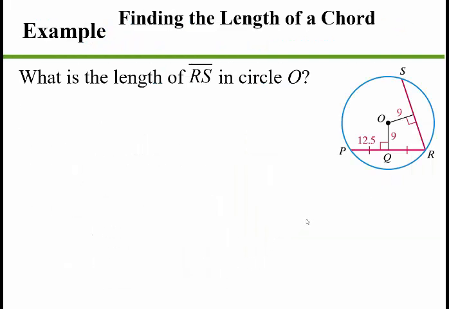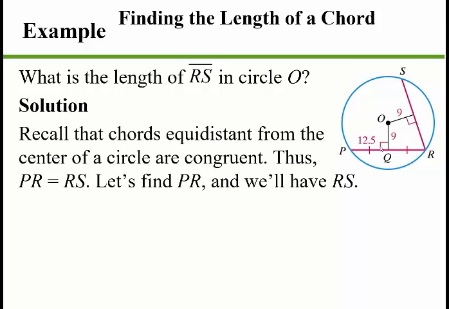Another one here. What is the length of RS in this circle? Notice how they meet to form 90-degree angles. Recall that chords equidistant from the center of the circle are congruent. I can tell they're equidistant because they each form 90-degree angles and the measures are 9. So PR is equal to RS. Let's find PR, and we'll use that to find RS.